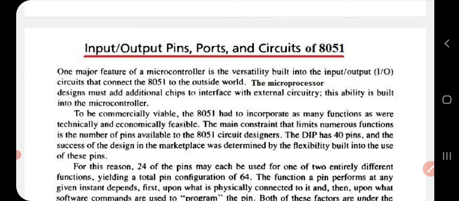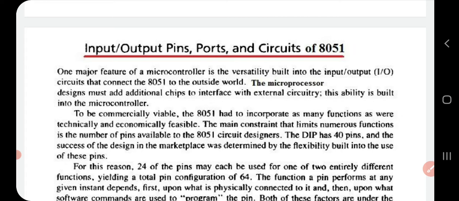Now, regarding the 8051 microcontroller, one of the most important features of this microcontroller is the versatility built into the input-output circuits that connect the 8051 to the outside world. That is, it is highly versatile in the sense that this 8051 microcontroller can be interfaced to the outside world using various input-output circuits.